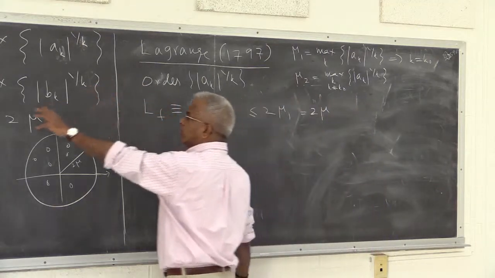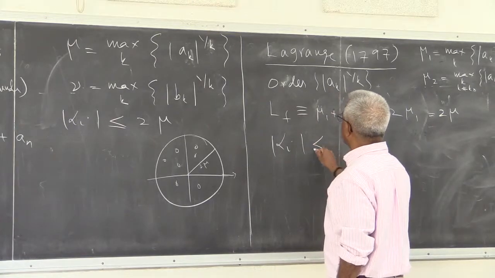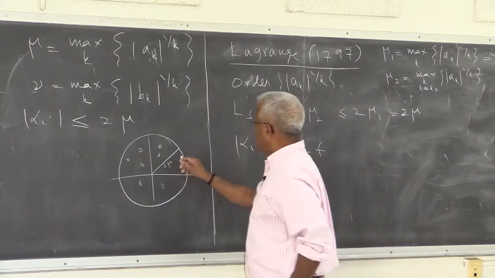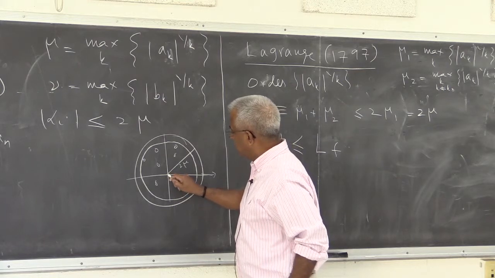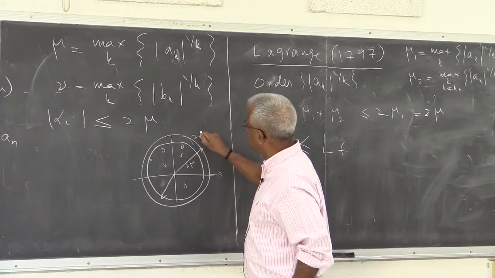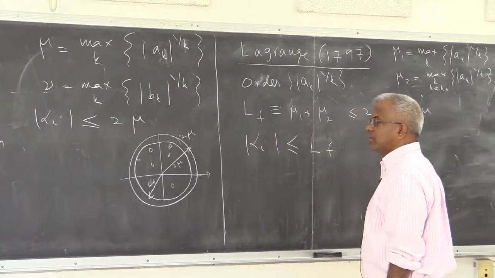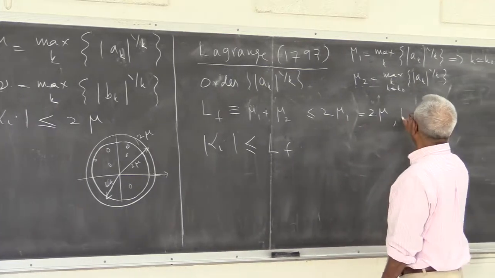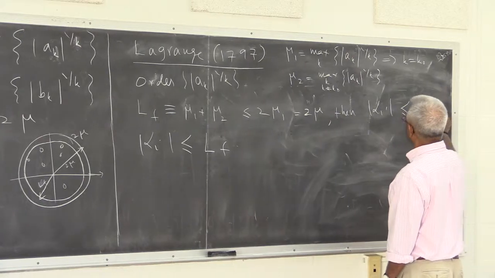So the earlier result was all the zeros are within 2 mu. Now Lagrange's result is that all the zeros are within LF. So I'm going to prove this. So the LF circle is going to be somewhere here. So this radius is now, so this is 2 mu, and this is LF. So it's a slightly better result or tighter result due to Lagrange. Then all alphas are within LF.